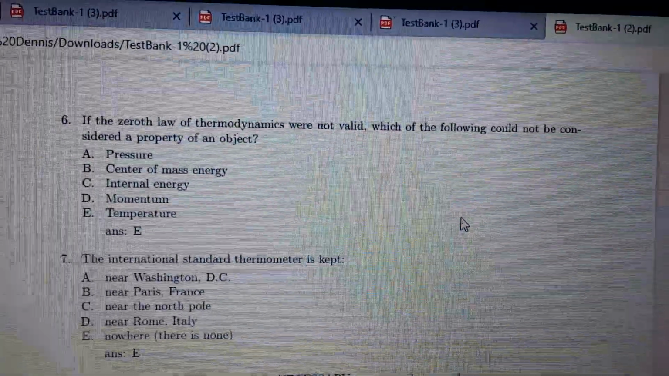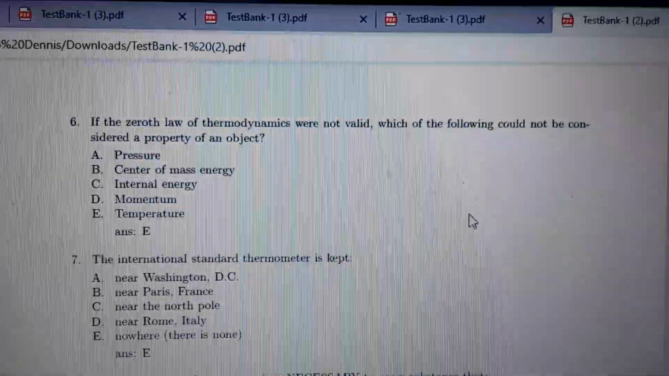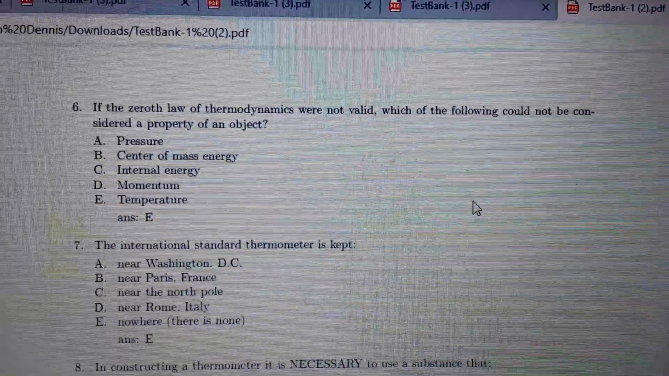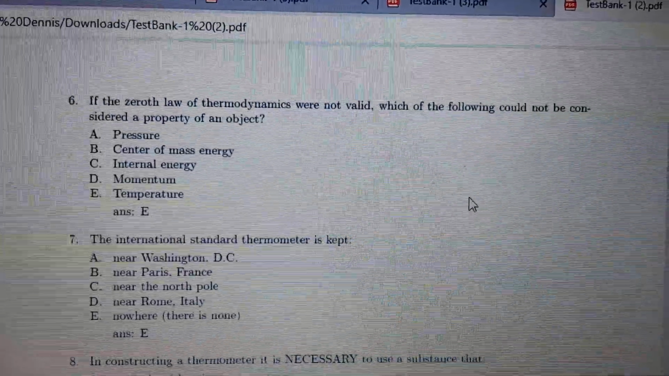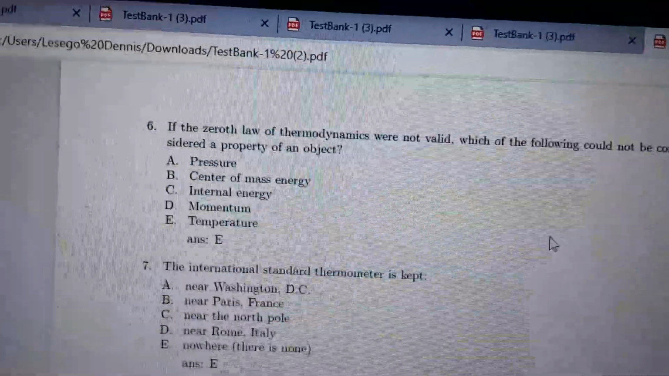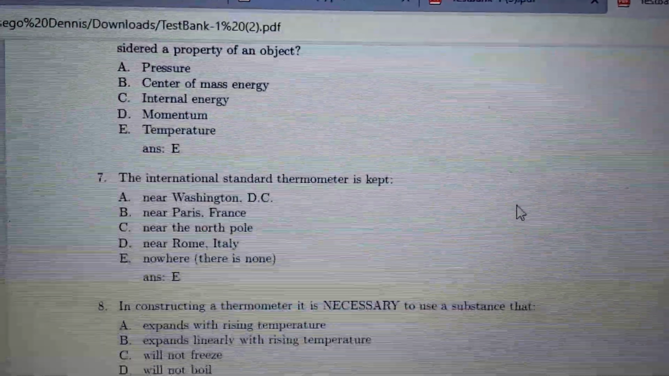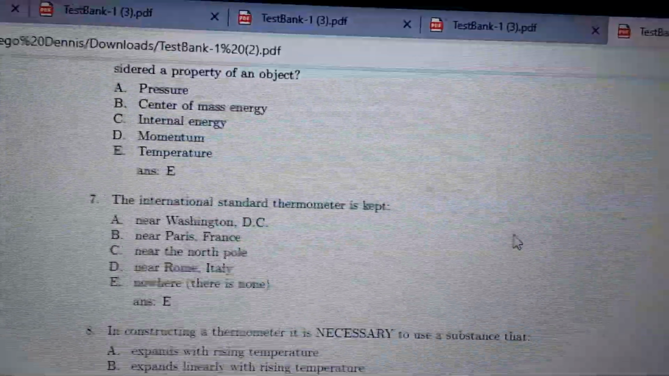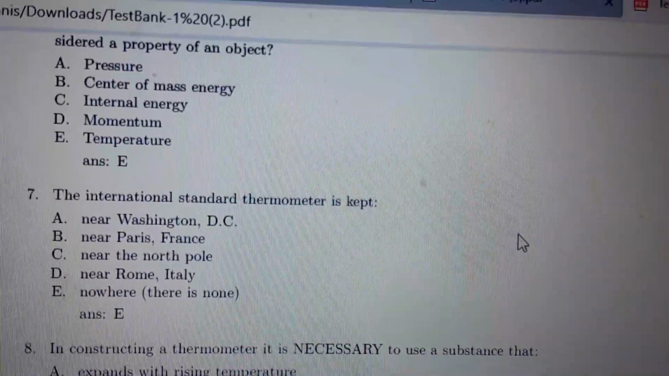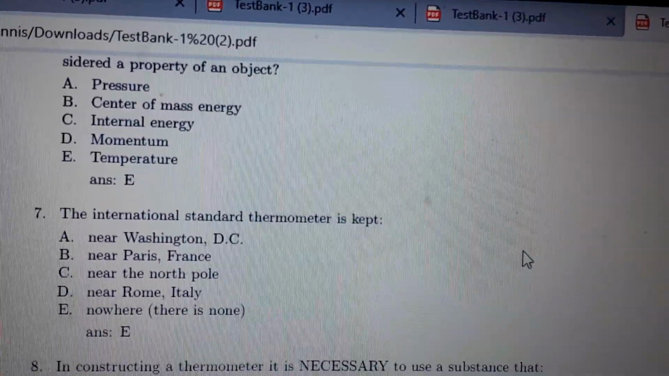If the zeroth law of thermodynamics were not valid, which one of the following could not be considered a property of an object? Temperature. The international standard thermometer is kept nowhere. There is none. The international standard thermometer is not kept anywhere.